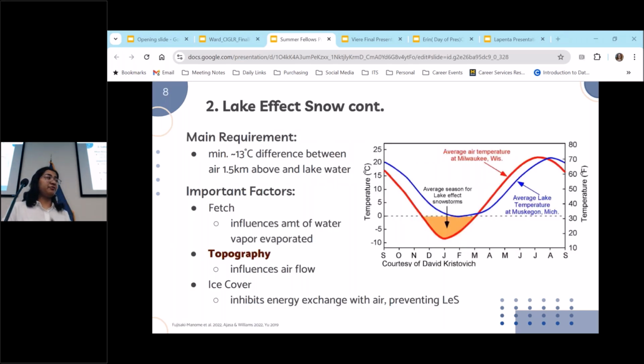So the main requirement for lake effect snowstorms is a temperature difference between the atmosphere and the lake water, usually around 13 degrees Celsius. This typically happens in the winter months when that difference is really high, as you can see on this plot. And some important factors for lake effect snowstorms are fetch, which is just the amount of time the wind is crossing over the lake water, which then influences the amount of water vapor that is evaporated. Topography, which is what our project focuses on, which influences the airflow of the storm, as well as ice cover because it inhibits energy exchange with the air.